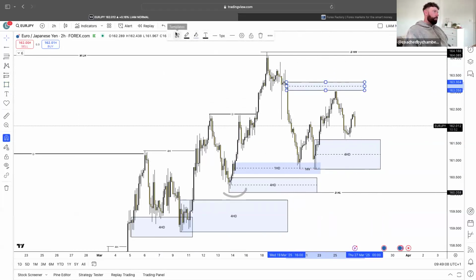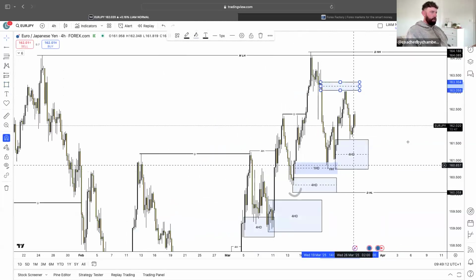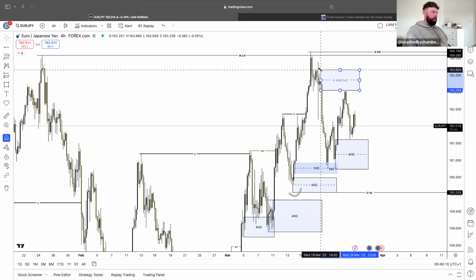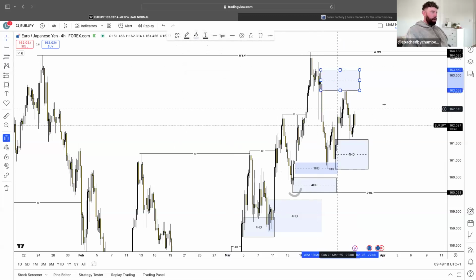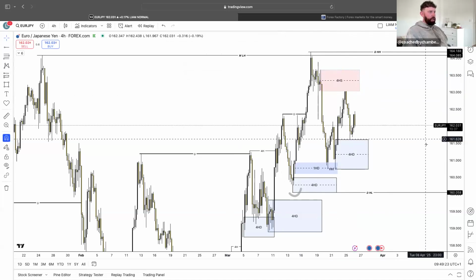Oh, we're on a 2 hour. Let's see, on a 4. I didn't realize we were on a 2 hour then. Not really. This is the 4 hour supply area, which we've almost closed in. We filled in the imbalance. You can go off this candle here.